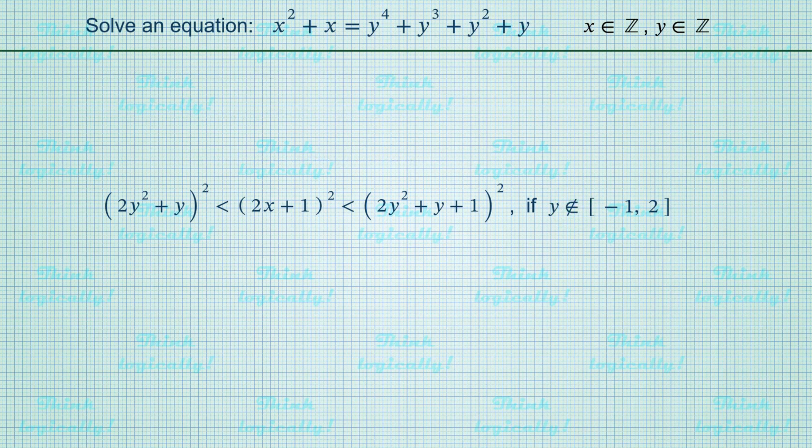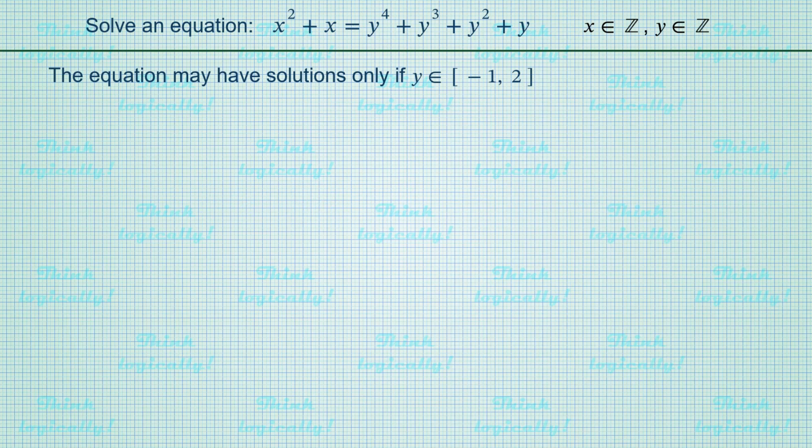Take a first look at the double inequation. Somehow, the square of an integer sneaked between the squares of two consecutive integers without being equal to any of those. Of course, this may happen only in a surreal world, while we are supposed to be realistic. Therefore, the given equation may have solutions only if the double inequation doesn't hold, which means that y must belong to the closed interval from -1 to number 2.